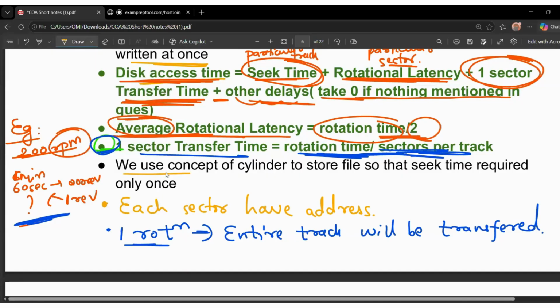Okay, and then see, we use the concept of cylinder. So now next point, we use the concept of cylinder to store the file so that the seek time will be required only once, right? Seek time will be required only once. So we have seen how our data will be stored.